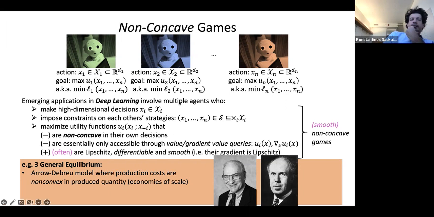But this convexity in the production cost does not bode well with economies of scale, which are of course a very important setting. In economies of scale, the more you produce, eventually your cost function becomes concave. So your utility, which is minus your cost, is actually non-concave. So the types of games that I wrote down in fact allow you to contain economies of scale, which are not covered by the classical Arrow-Debreu model. Okay, so that's important. That's another interesting case.